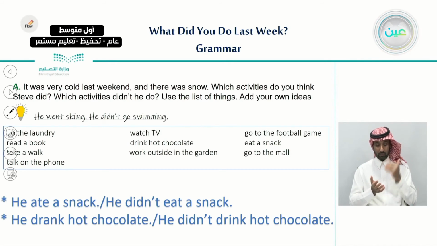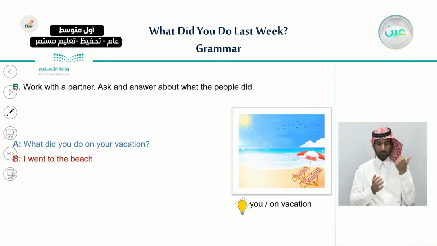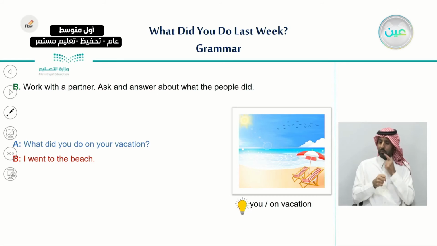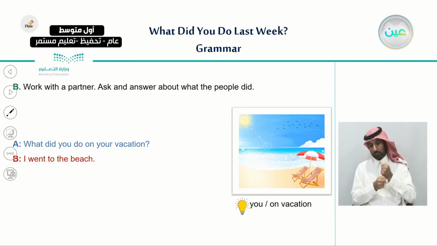So these are the activities, and we use these activities and we change them in the past to answer this question. Now I would like you please to turn to page 67 as we have the last exercise for our lesson today. In this exercise, I would like you to choose a partner, maybe a family member or a friend of yours, and ask and answer about what people did in this picture. So for example, you can see a picture of a beach, and the subject you're going to use is you, and the completion will be on vacation. So you can make questions similar to this.